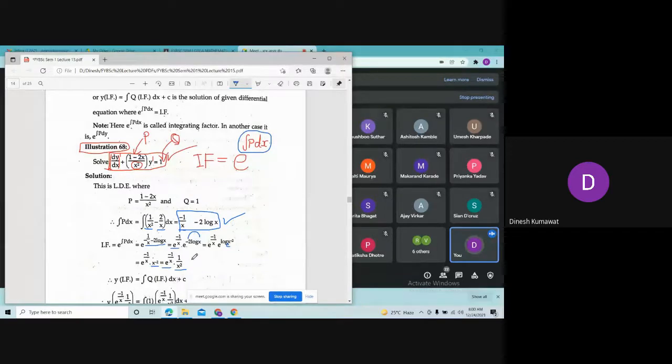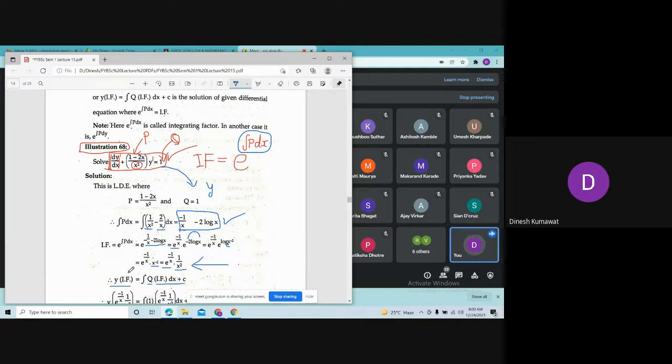Is it clear to everyone up to here? Yes, sir. Anybody has any kind of doubt till here? So shall I proceed further? Yes, sir. Now the general solution of this is given by what? y into integrating factor. Observe, y into integrating factor is equals to, inside the whole integral, q into integrating factor, plus c.